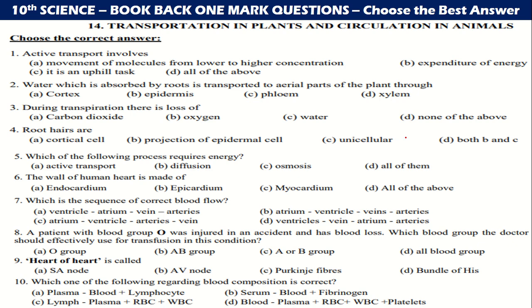Transportation in plants and circulation in animals, choose the best answer. Let us see now. Active transport involves movement of molecules, expenditure of energy, and it is an uphill task. Then goes to the next one. Water which is absorbed by roots is transported to aerial parts of the plant through xylem. Xylem is the correct one.